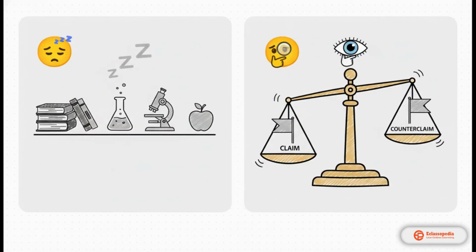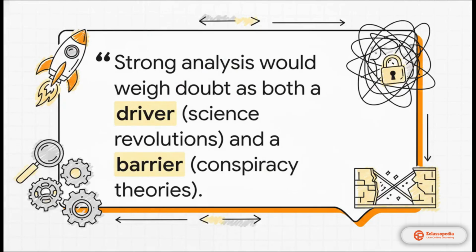Second, your analysis. And honestly, this is where so many students get tripped up. A low-scoring essay just describes things. A high-scoring essay evaluates. It makes a claim, and then, this is so crucial, it explores a counterclaim, weighing different perspectives against each other. This is exactly what top-level analysis looks like.